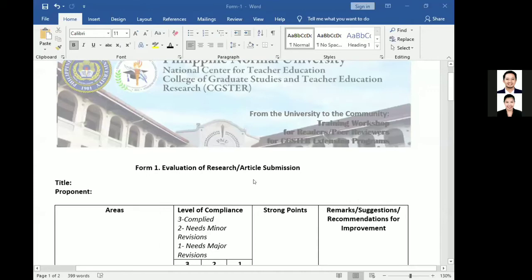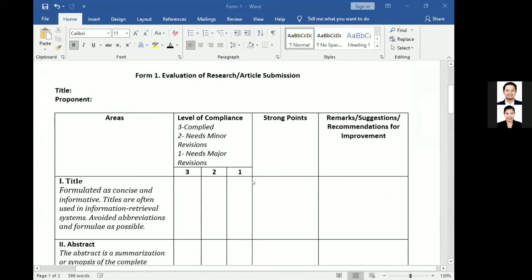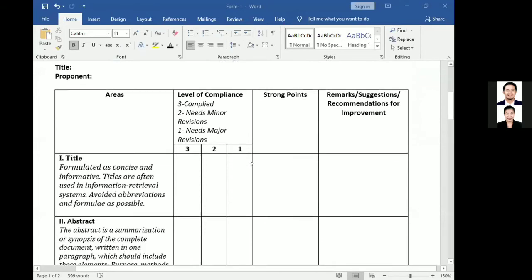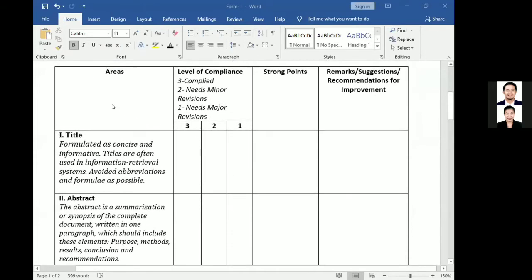Okay. You will be given this form. So this is form number 1. As you can see, this is already made for you. This is the evaluation of the research article submission. You have the areas here. Instead of you writing all the sections, we wrote it for you. And then you have the level of compliance here.